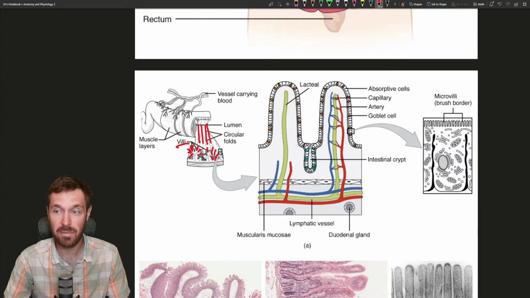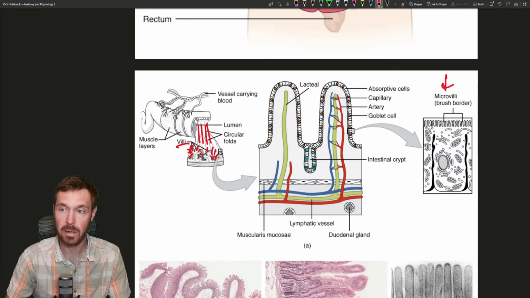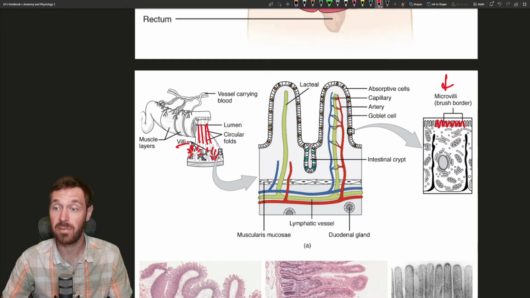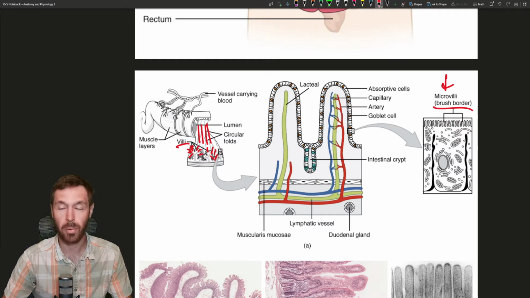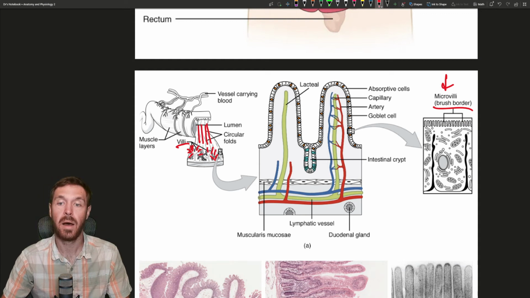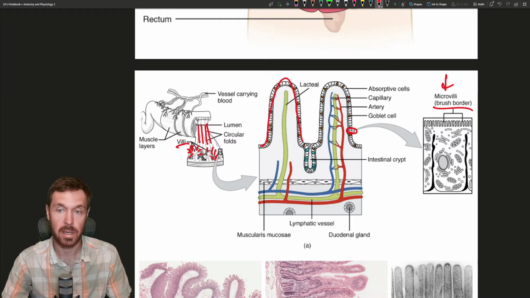Then if you look at individual cells, over here we're looking at individual cells now, we have what are called microvilli. On top of the villi, we have microvilli on the cells, and that's also known as the brush border. It almost looks like a brush. What we're looking at here is just one of these, a villus, which is the singular. Multiple would be villi.